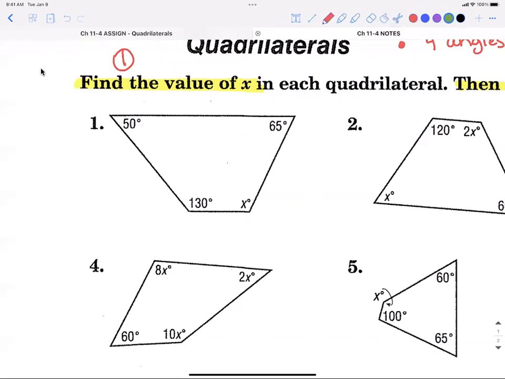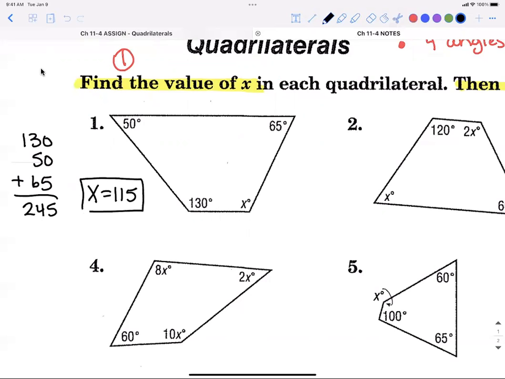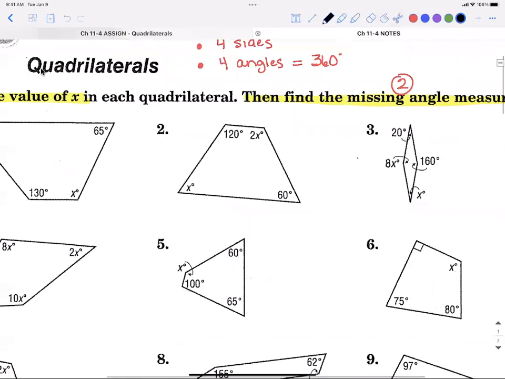Or, like we talked about in the triangles, you can just do this very generally. You could say that the 3 angles given are 130 plus 50 plus 65, right? And when you add up 130 plus 50 plus 65, you get 245. So I know that the 3 angles equal 245. I can subtract that from 360, and I get that x equals 115. So that is that first step of finding the value of x. Step 2 is find the missing angle measures.